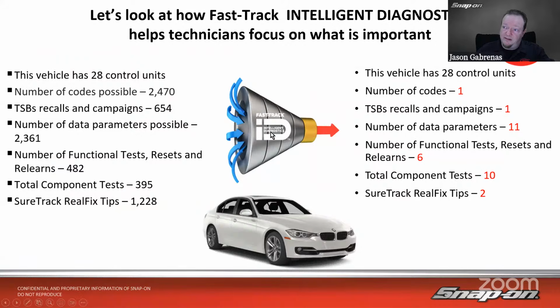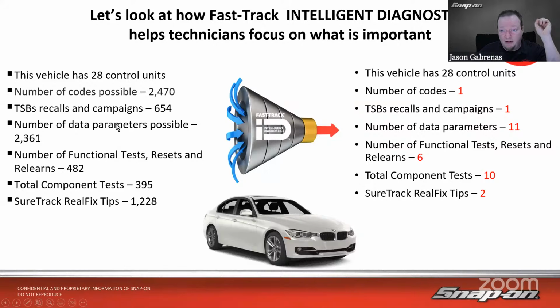I like to think of it as a nice filter or funnel. It's going to take all the information on the vehicle and filter it down to just what we need. So this vehicle has 28 control modules, 2,470 possible codes. If we put it through FastTrack Intelligent Diagnostics, well, I only look at one code at a time. TSBs, 654 down to 1. Data PIDs, 2,300 down to 11. 482 functional tests down to 6. 395 component tests down to 10. 1,228 real fix tips down to 2. Right? That's the only relevant information I care about.